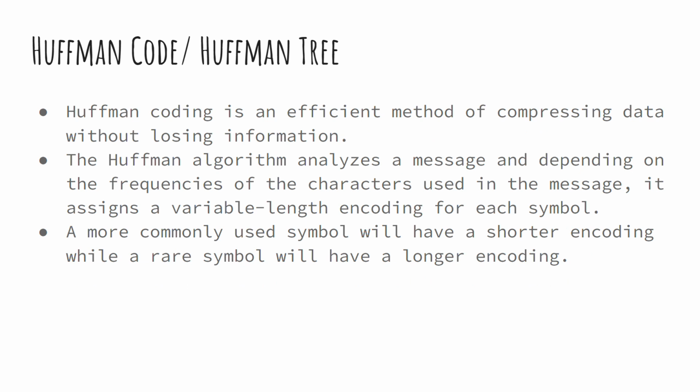The problem with ASCII codes was that we're using the same length of encoding for every symbol, which makes it worse compared to Huffman coding. So in general, Huffman coding is considered to be a more efficient way of compressing data without losing any information. The idea here is that the more commonly used symbols will have a shorter encoding, while a rarely used symbol would have a longer encoding, thereby compressing the data.